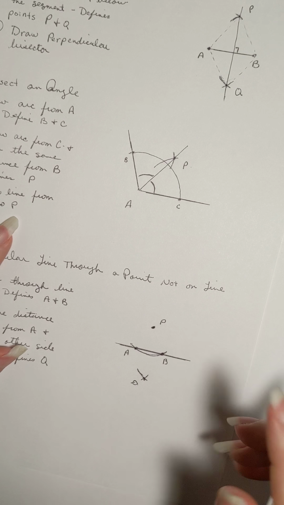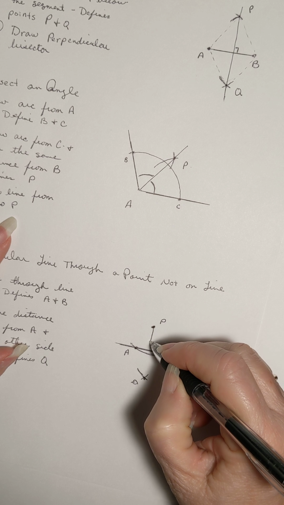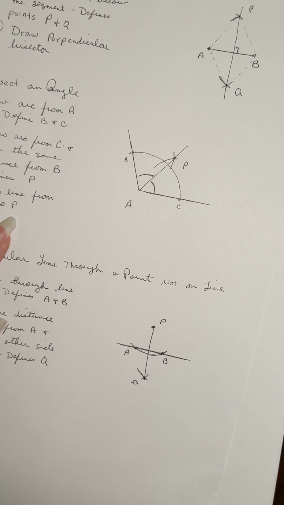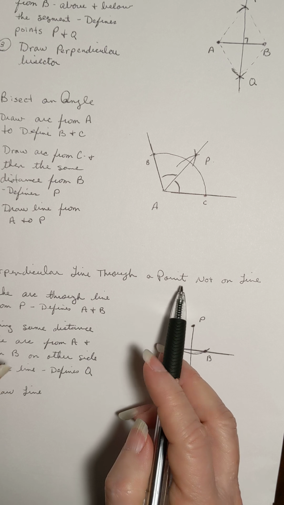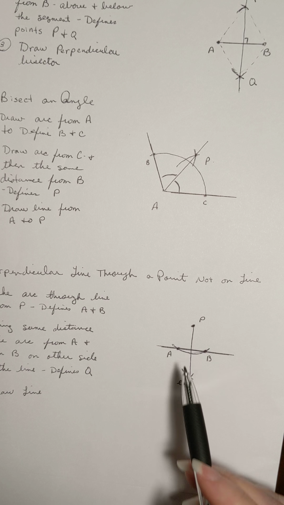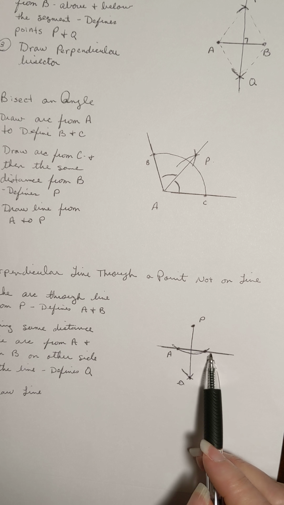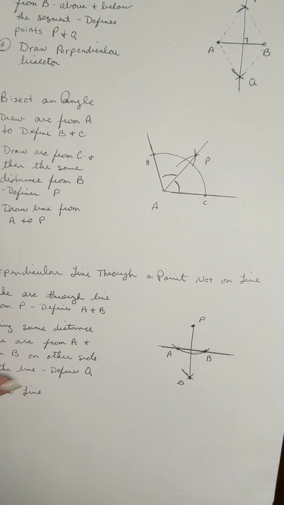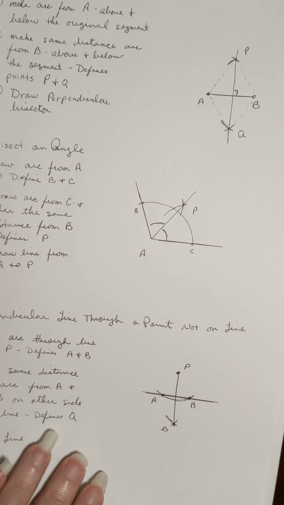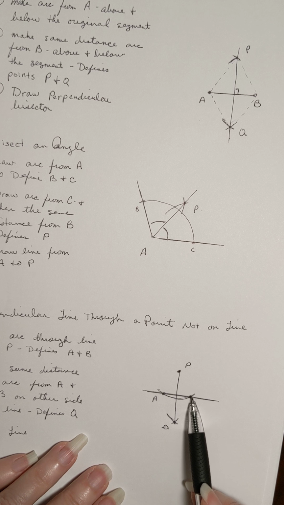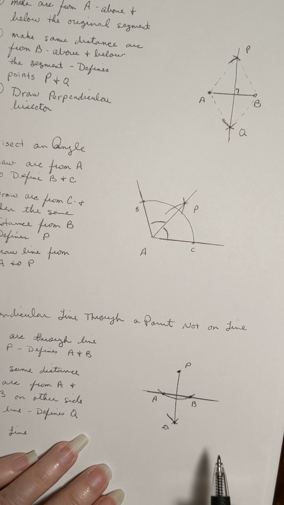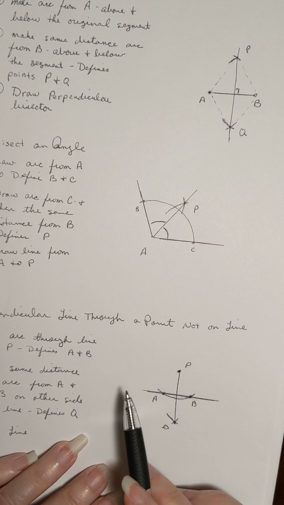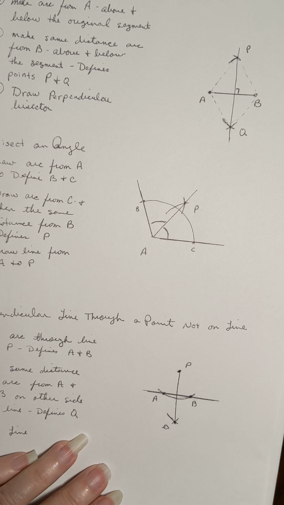So once I have point Q, then I can draw my perpendicular line. So this is a perpendicular line through a point that's not on the line. So what I have to do is get A and B first, and then it's the same as it is up here. And again, on the test, what I'm going to be looking for is this little arc defining A and B, and then these two little arcs defining Q. And that is how you do a perpendicular line through a point not on the line.